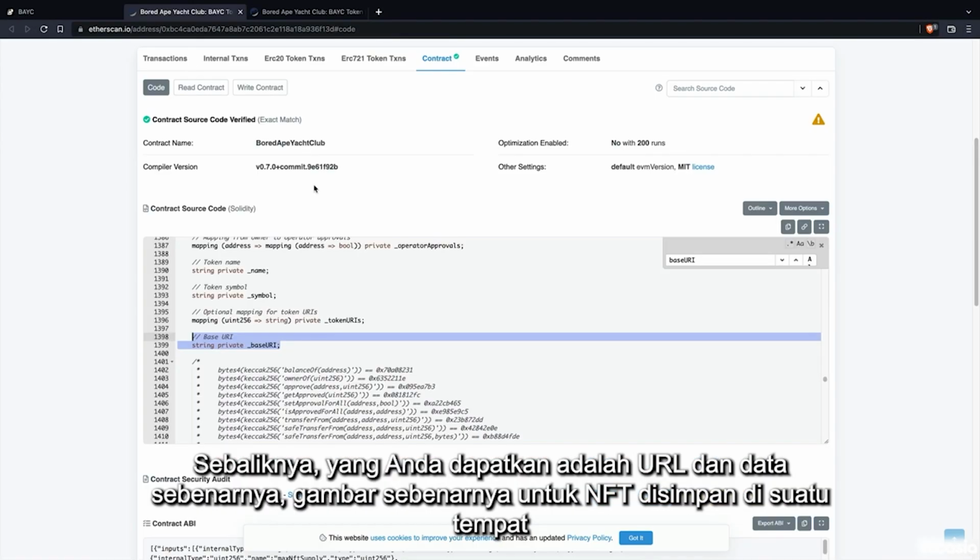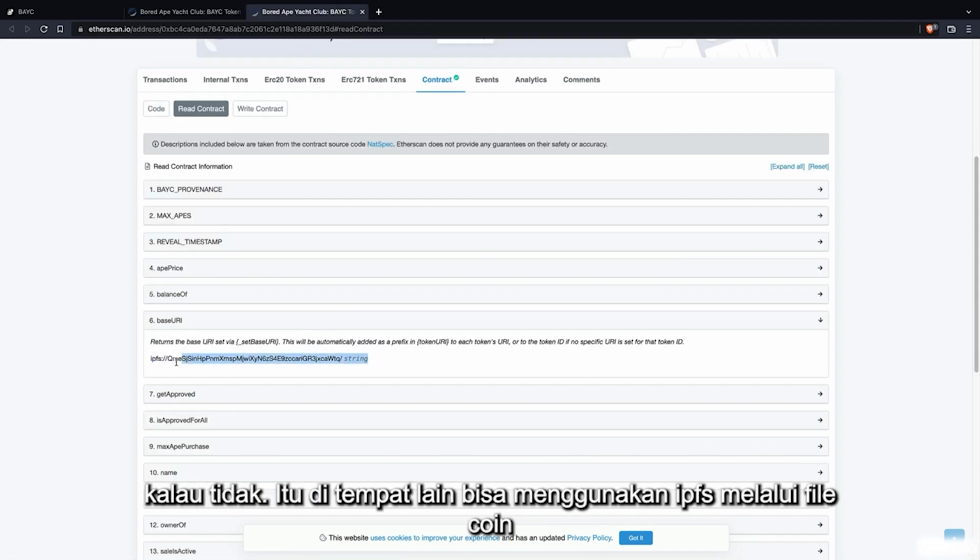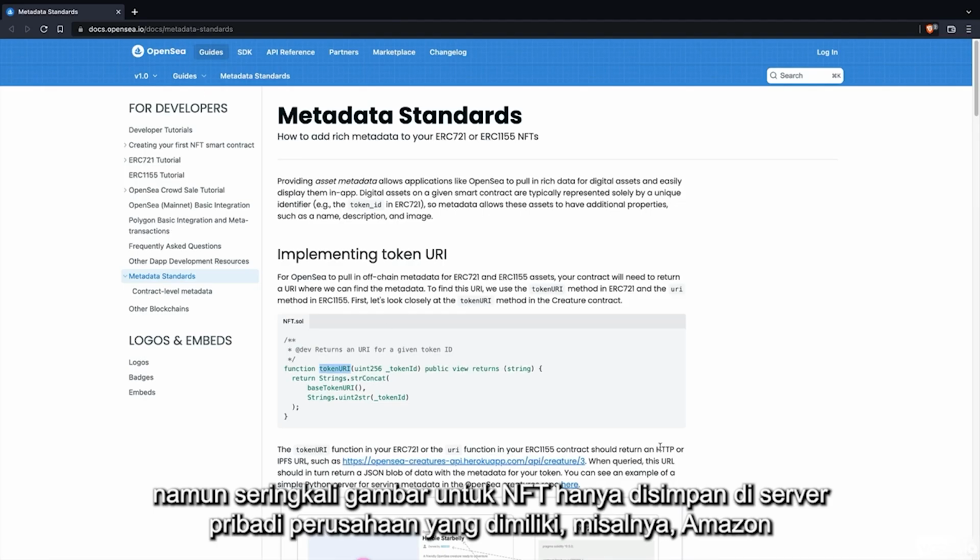So for example, NFTs which are minted on Ethereum are not even stored on the blockchain. Instead, what you get is a URL and the actual data. The actual image for the NFT is stored somewhere else. That somewhere else could be using IPFS through Filecoin, but often the images for an NFT are just stored on a company's private servers, owned by, say, Amazon AWS.